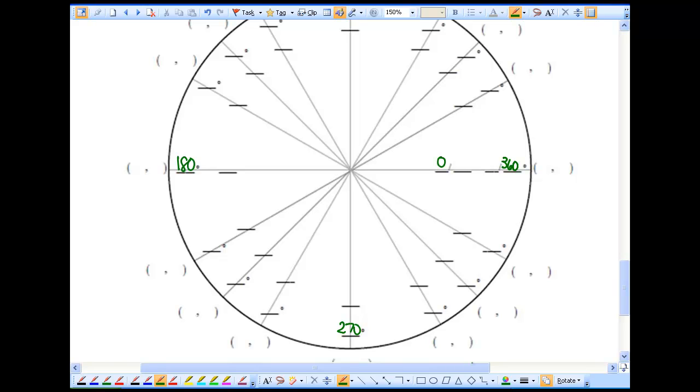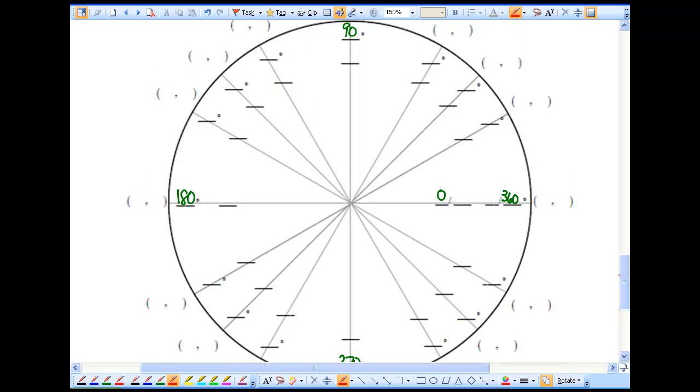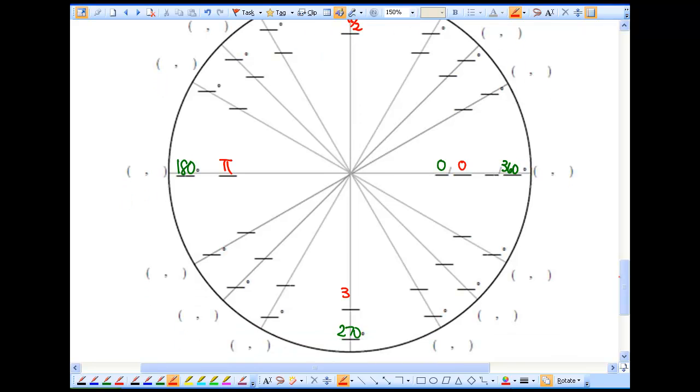In terms of radian measures, do you guys remember that? I'll do it in red. So radian, of course, is 0. 90 is the same thing as pi over 2. 180, I believe, is just pi. Then 270 is 3 pi over 2. And then back over here, that must be 2 pi. Okay, I hope you're very familiar with these things.